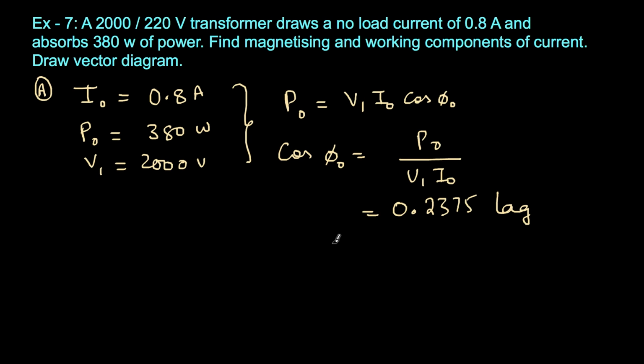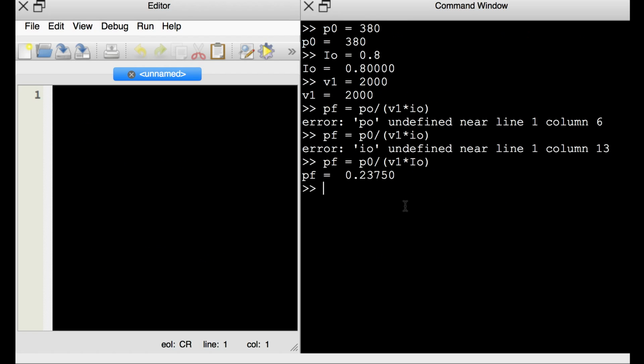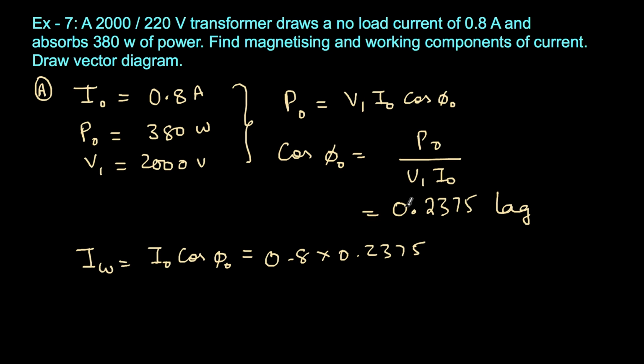So once I know the power factor, now I can find out the working component of the current. The working component of the current is nothing but I naught cos phi naught, which is 0.8 into 0.2375. So I_W is equal to I naught multiplied by PF. I'm getting 0.19 amperes. So let me make a note of this: 0.19 amperes is my working component of current.